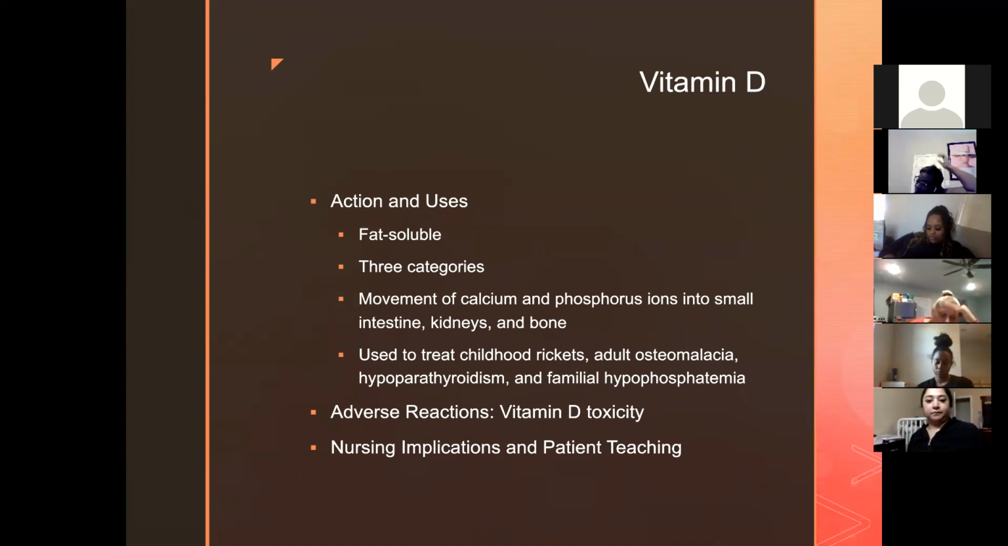All right. Vitamin D. This is one of your fat soluble vitamins, like we talked about. It helps to move calcium and phosphorus ions into the small intestines, kidney and bone. We use this if we're treating childhood rickets, which is where kiddos have soft, weak bones. You'll notice they have bowed legs. They may have a big old forehead. They're not going to grow, so you might have a 5-year-old that looks like a 2-year-old.